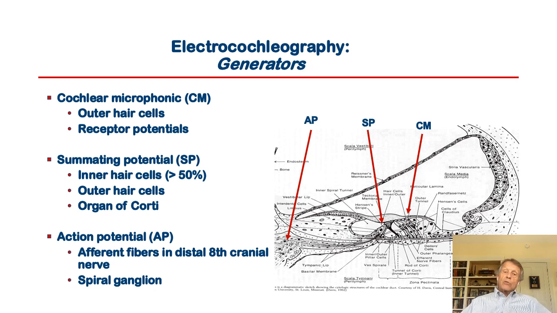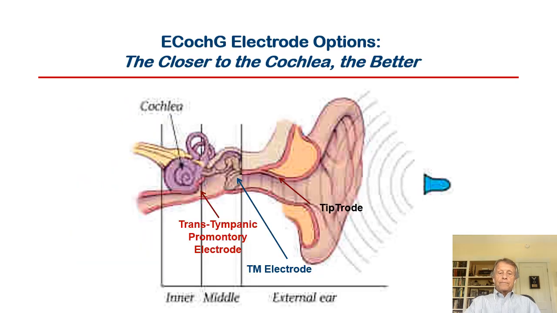The action potential is really technically not a cochlear response. It's arising from that region, but it's arising from the afferent or ascending auditory nerve fibers as they leave the inner hair cells, as they leave the synapse, where the inner hair cells synapse with the nerve fibers. So it's in the spiral ganglion. It's definitely in the cochlear region, but it's a neural response. So these are the 3 main components. The abbreviations are CM, SP, and AP.